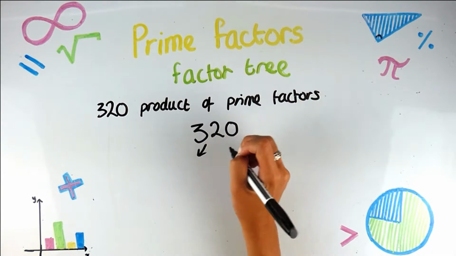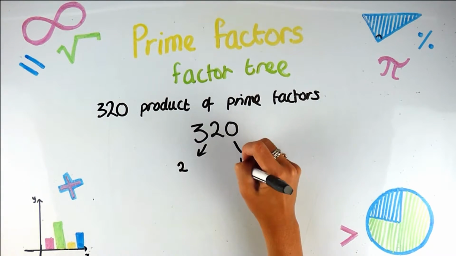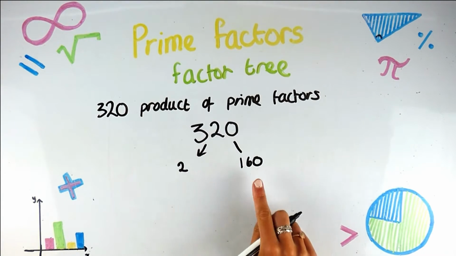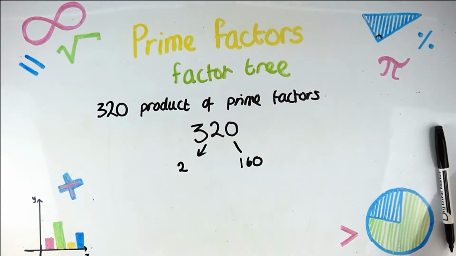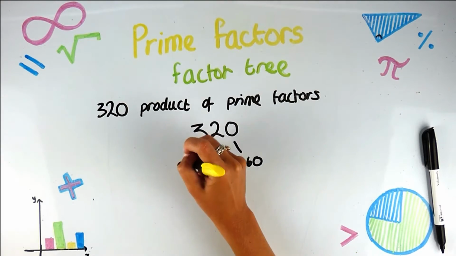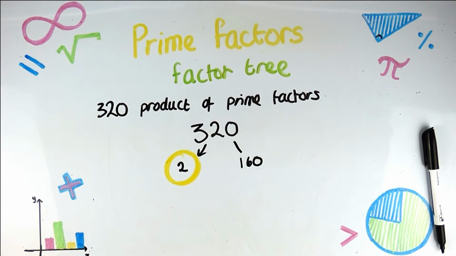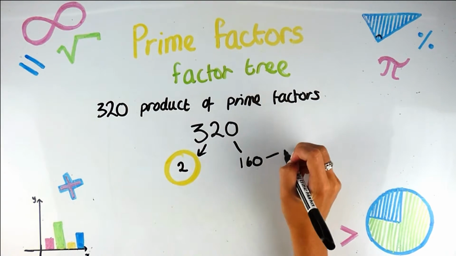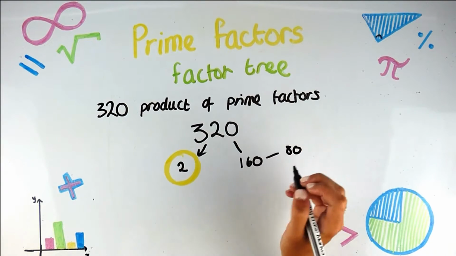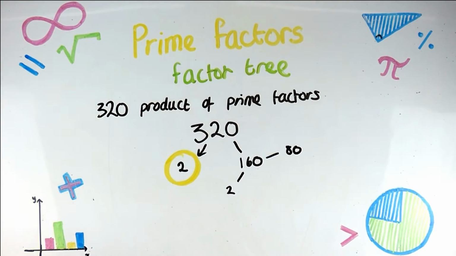So I'm just going to take 2 and 160, because 2 times 160 is 320. And then I noticed that 2 is a prime number, so anytime I see a prime number, I'm going to stop and circle it. And I'm going to keep going. So I'm going to go 80 and 2. So 2 times 80 is 160.